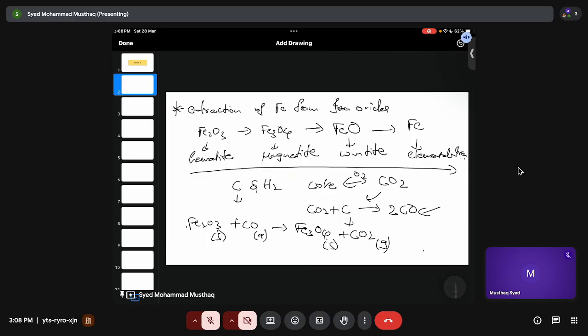Now this has a negative enthalpy, that means it is exothermic, but the reduction of Fe3O4 with CO is not exothermic, it is an endothermic process. And again the FeO reacting with CO to give Fe, again this is an exothermic process. So overall reaction, if you see, it will become your exothermic process, right? So that's how the reaction happens. So this is Fe2O3 to Fe3O4 and FeO.